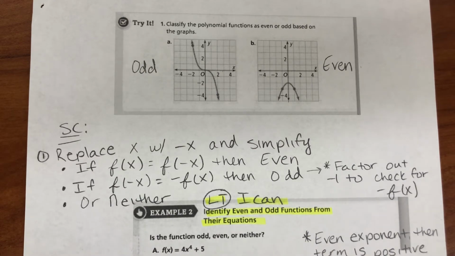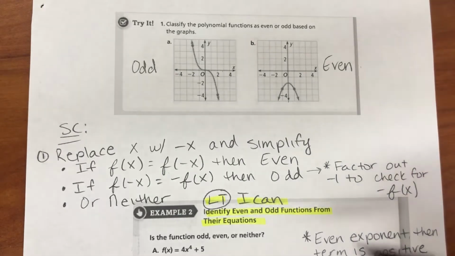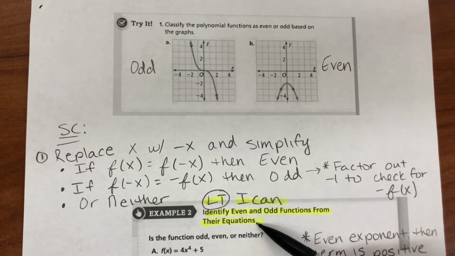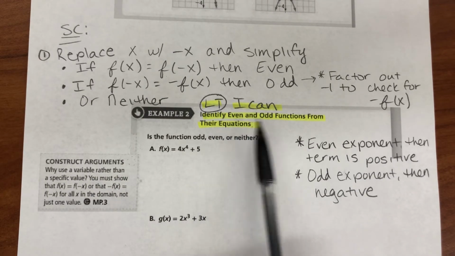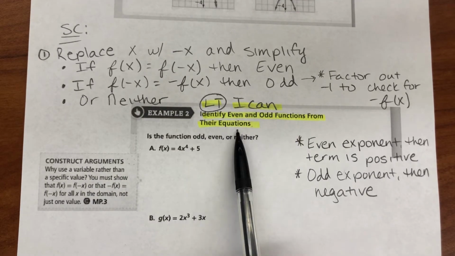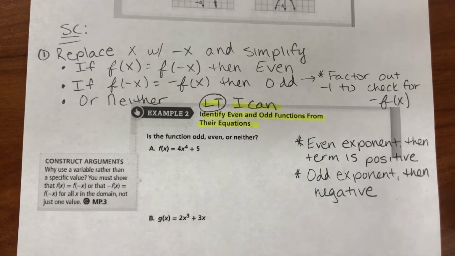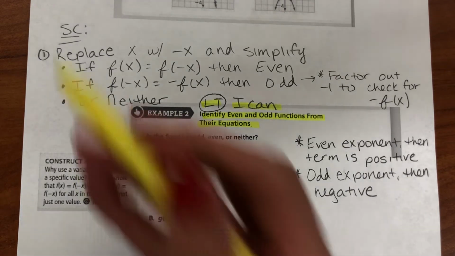So let's look at the second method of how to classify these. The second method is by their equation. So this was by their graph. Now we're going to look at just the equation of the function. So I can identify even and odd functions from their equations. So here's your success criteria here.